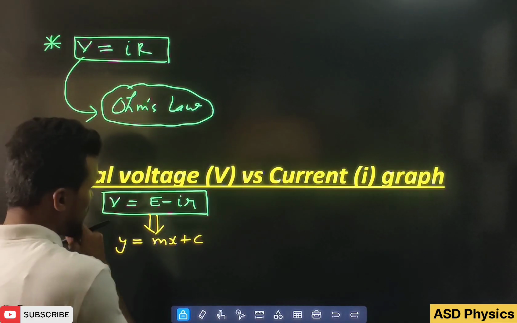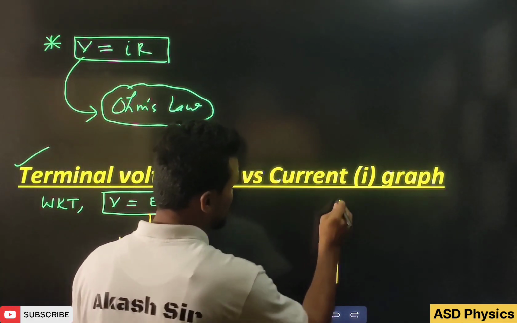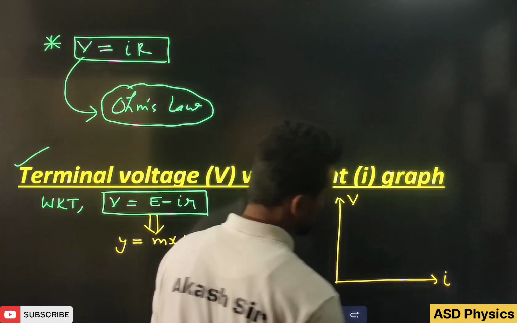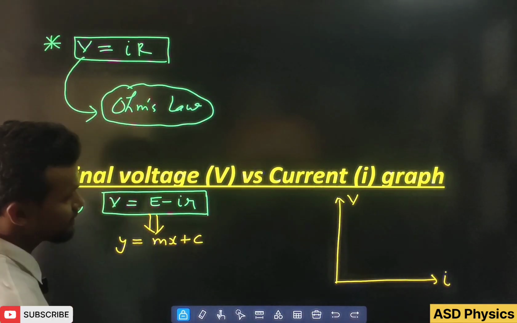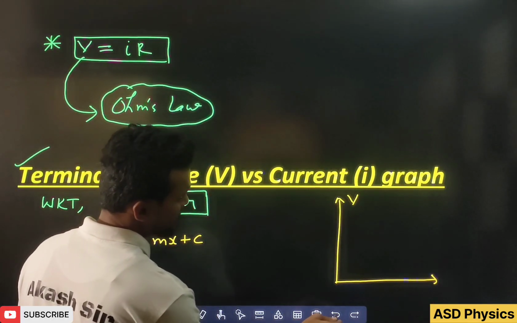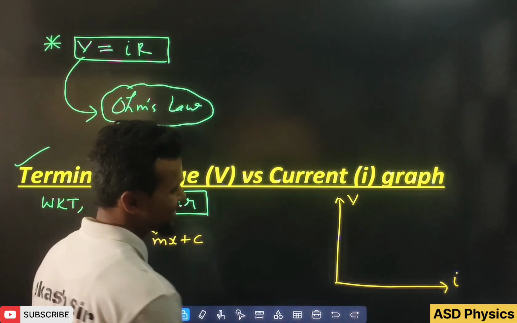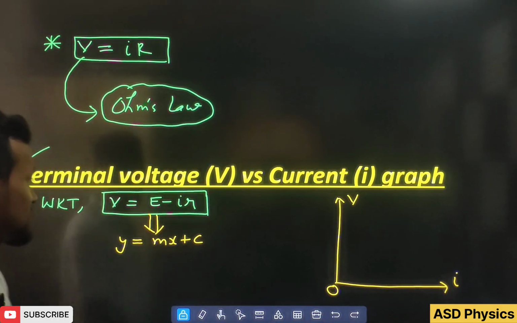Now, y equal to mx plus c. So here we are going to draw this graph. The graph is going to be the V versus I graph. Which graph is there here, students? V versus I graph. Let me draw some straight line. Somewhat straight line should be there. So V versus I graph is there.